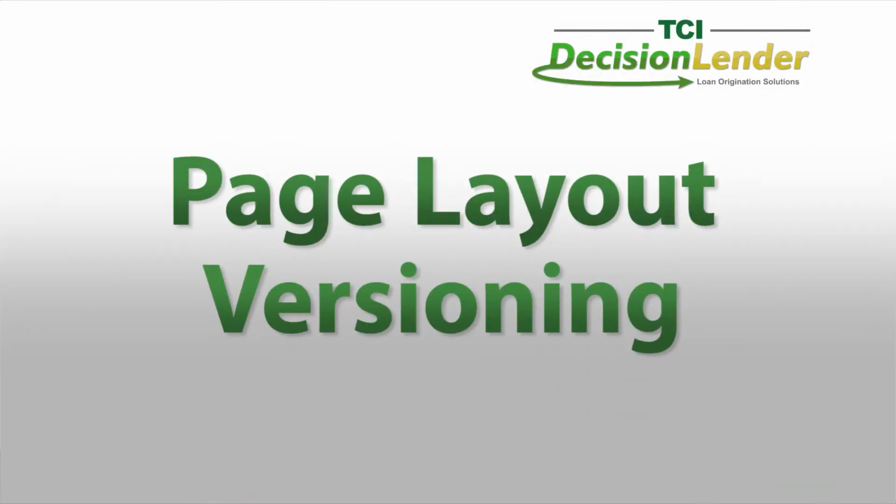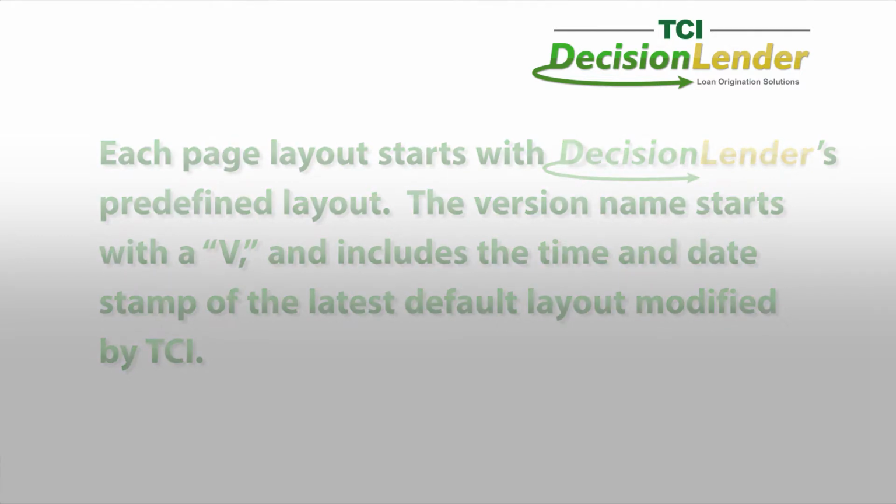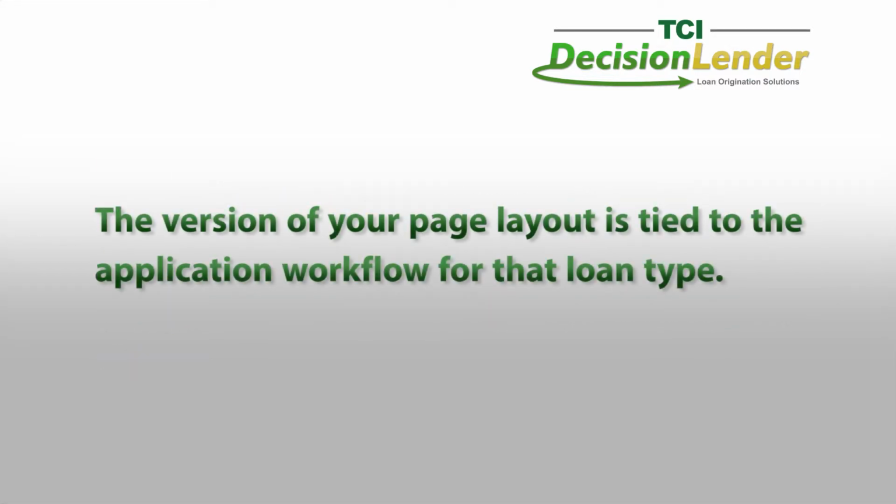Page layout versioning. Each page layout starts with DecisionLender's predefined layout. The version name starts with a V and includes the time and date stamp of the latest default layout modified by TCI. The version of your page layout is tied to the application workflow for that loan type.